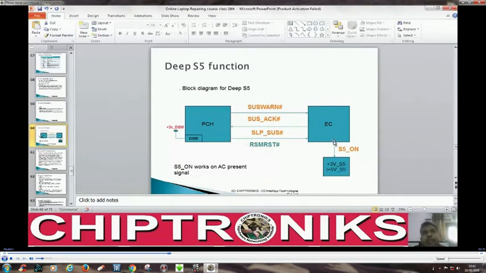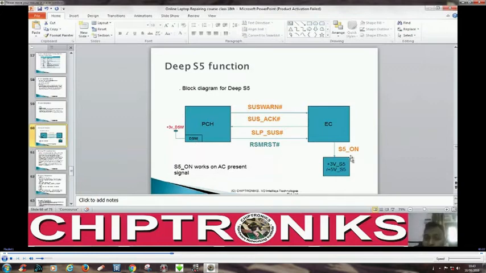So in HM67 kind of board where deep S5 is implemented, we have to take into consideration these signals, because if S5_ON is not coming, it is not the fault of EC always. First it must get SLP_SUS, and when SLP_SUS would be generated by PCH, when it will get SUS_ACK, and when EC will generate SUS_ACK, when it will get SUS1, and when PCH will generate SUS1, when the deep sleep well of PCH has got its voltage and got its power OK signal, right?